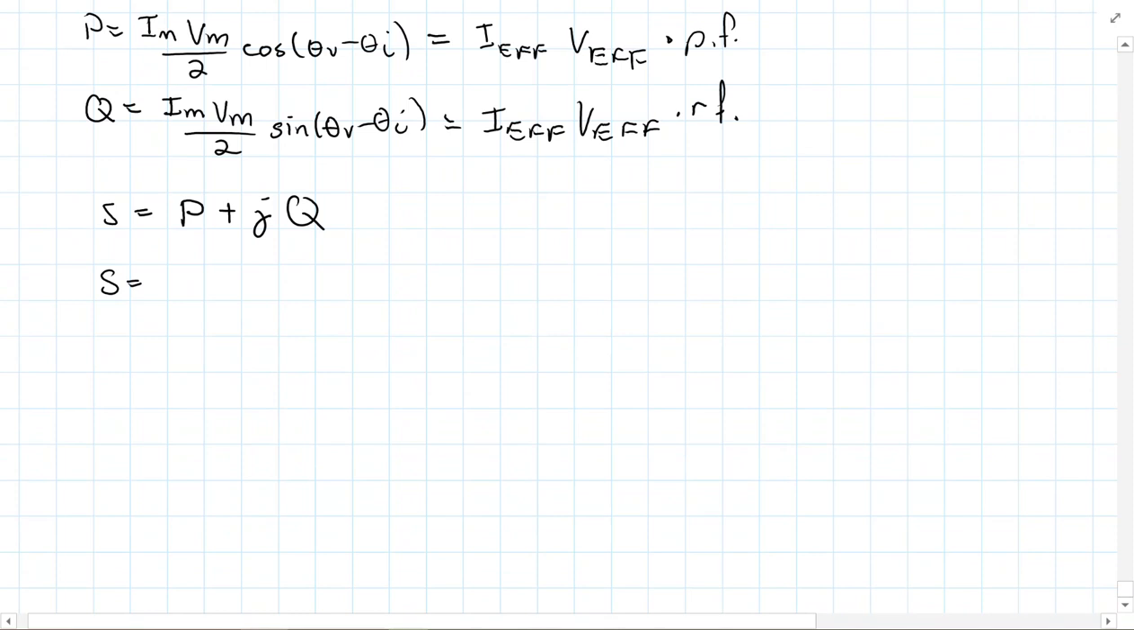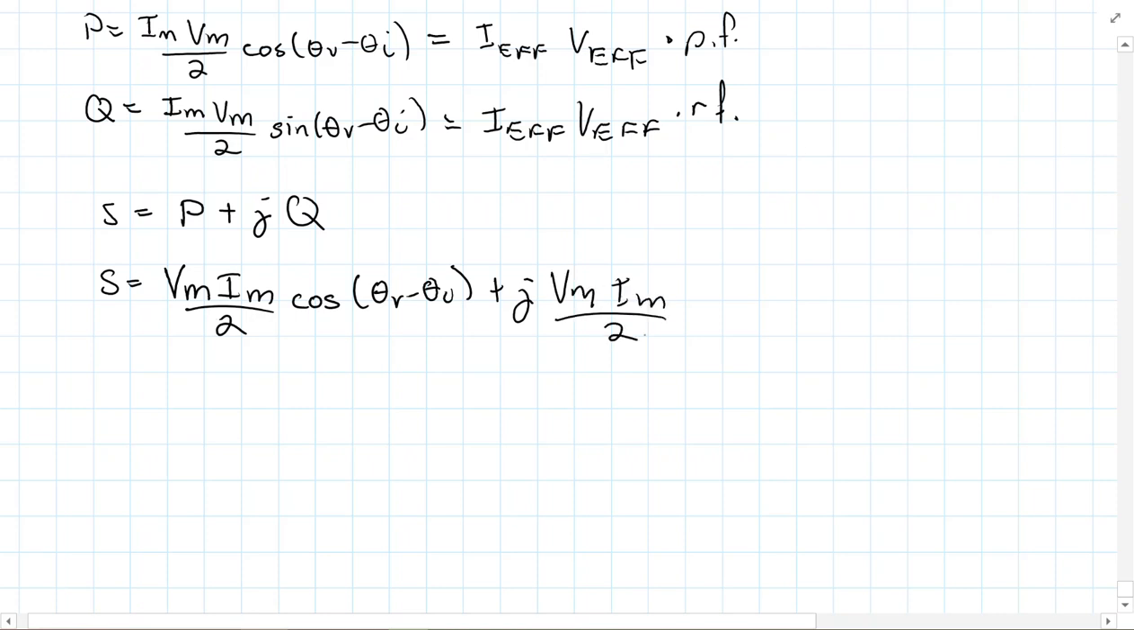So if I define it like this, let's write this out here. I'm going to write this as Vm Im over 2 cosine of theta v minus theta I plus j Vm Im over 2 sine of theta v minus theta I.